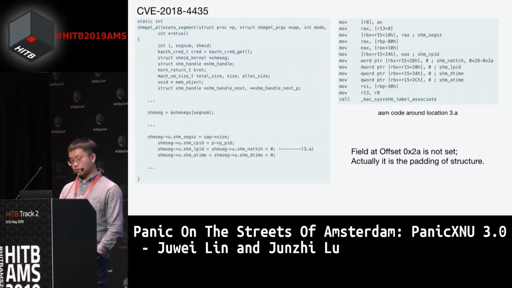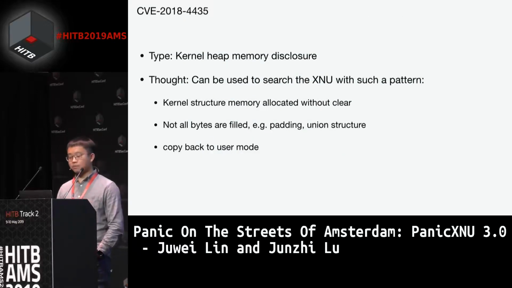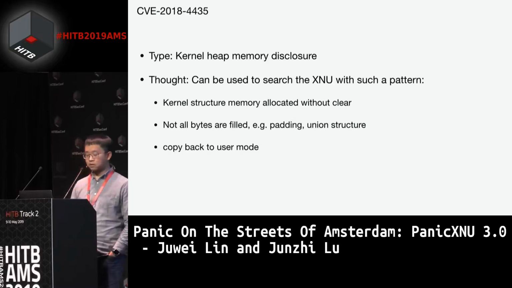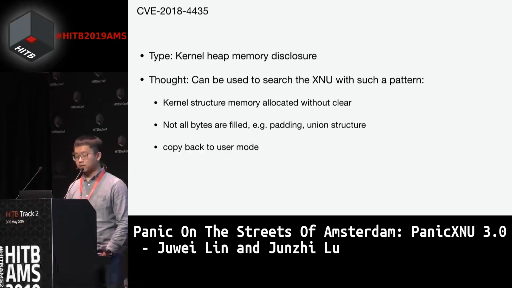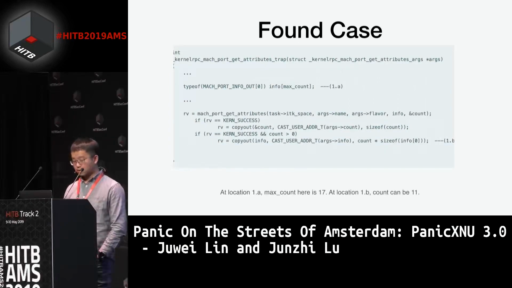So it is not exploitable, but it can show a pattern here: the kernel structure memory is allocated without memset, without clearing, and not all bytes are filled, for example, especially the padding bytes are not filled. Then the structure memory is copied back to the user mode. I think it can be a pattern. You can use this kind of pattern to search the XNU source code. You can use some search engines to search it. And I found several cases. One of them is like that.